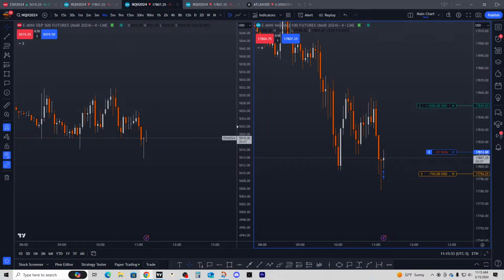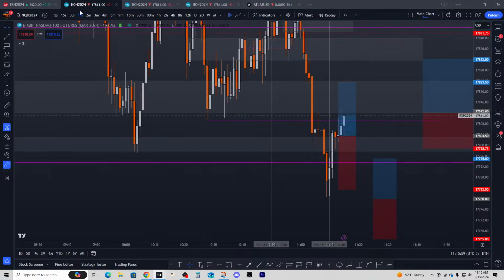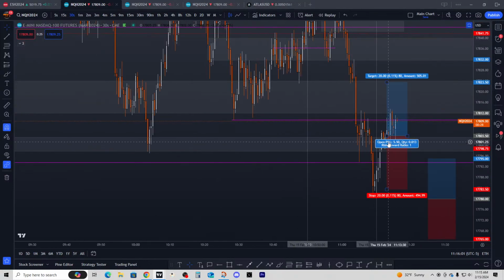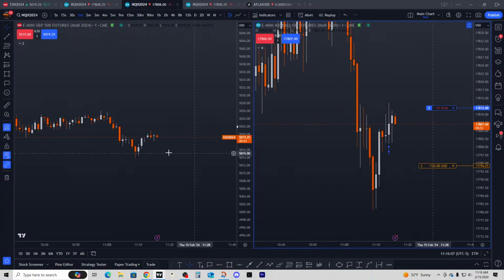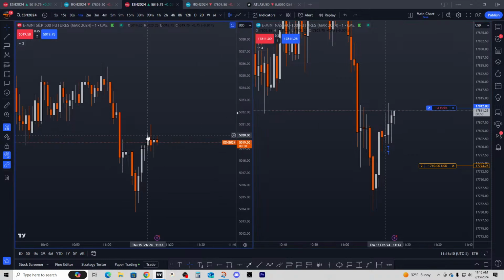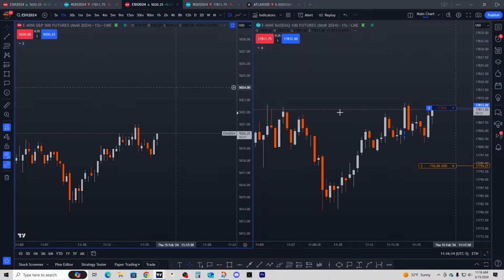Yo, what's good, man? Swing short. I just had a buy on my Top Step account right here, and we hit this high. Well, we actually hit the high here on ES. When we hit the high on ES, I moved it to break even. So the trade got hit out of break even.